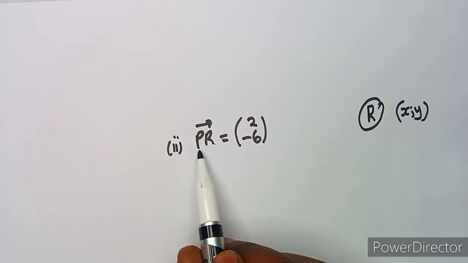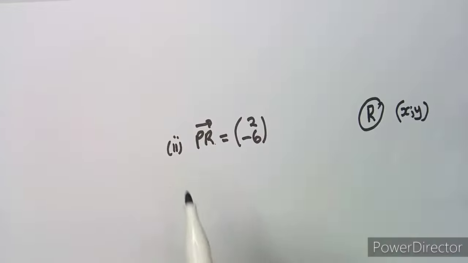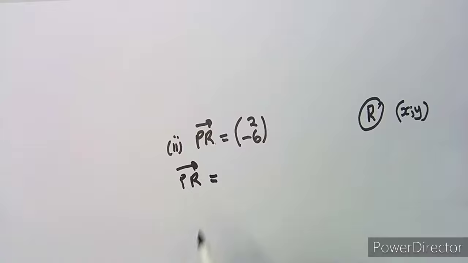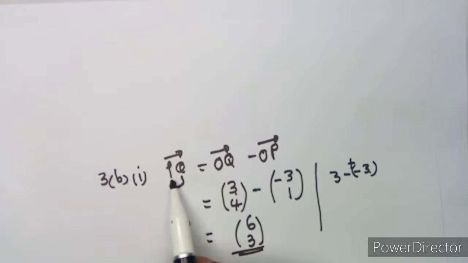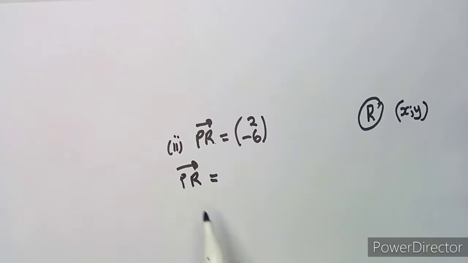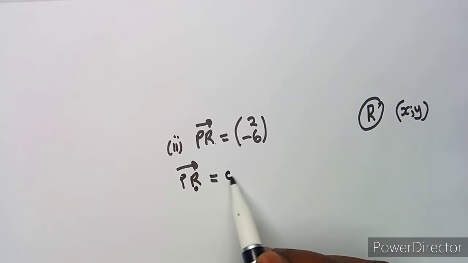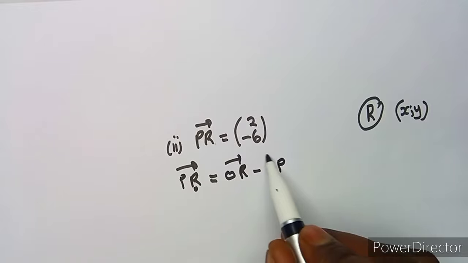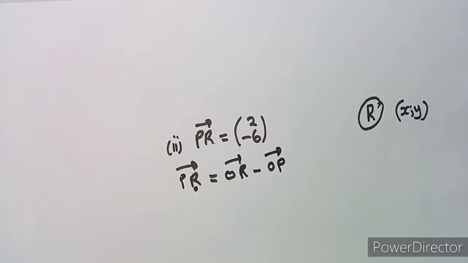you calculated this vector PR, this one. For you to calculate this vector PR, we know that the formula that was used was PR is equal to, just like what we did on this question. Just like what you did here, when you wanted to calculate PQ, you said Q minus P, which is OQ minus OP. So the same way, this R here is OR minus OP. That was your equation like this.